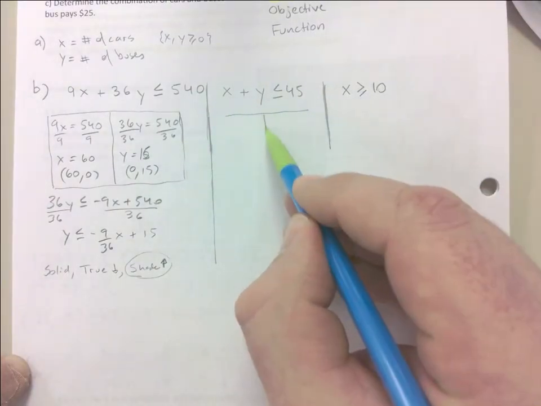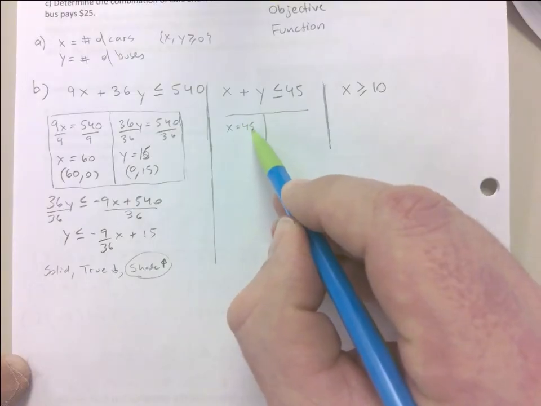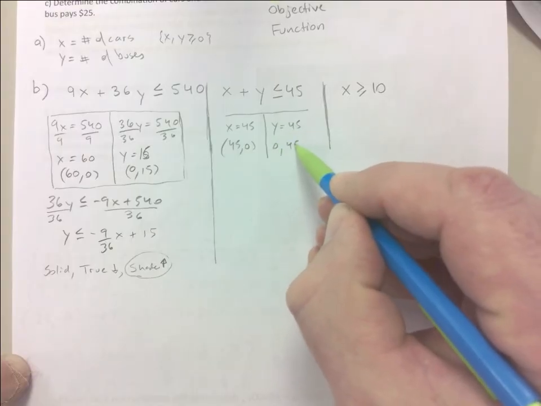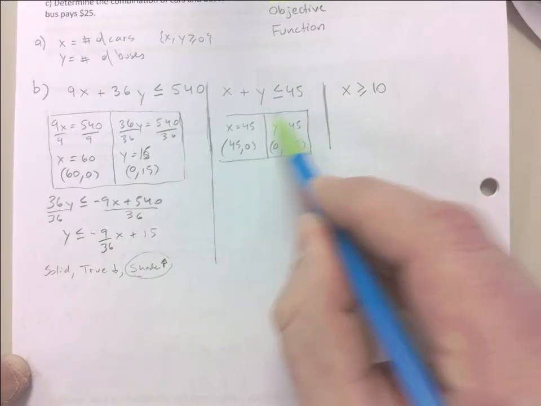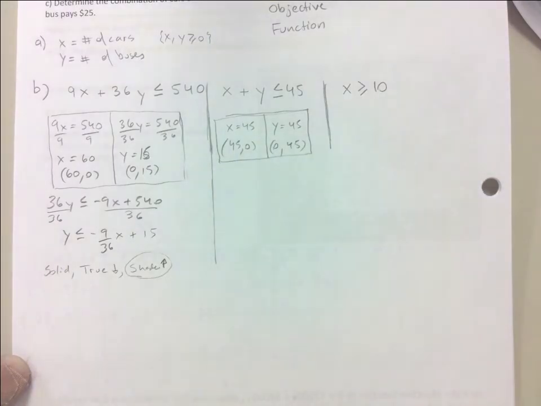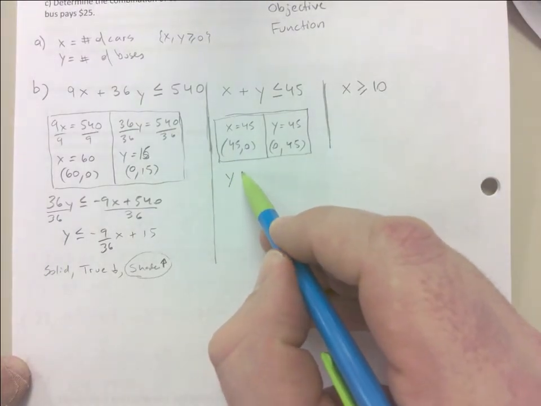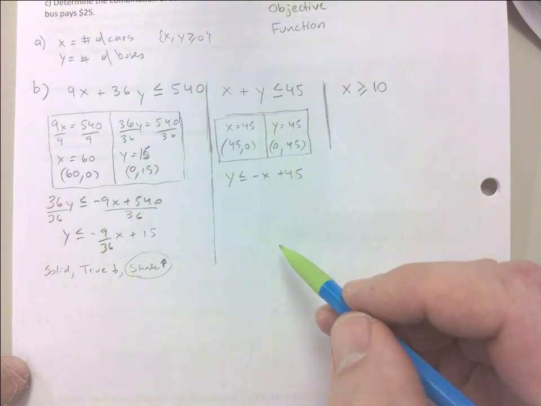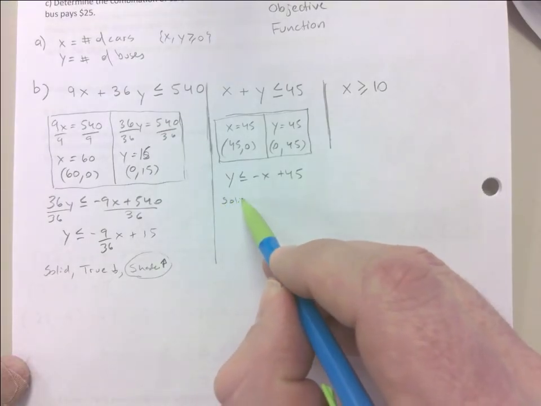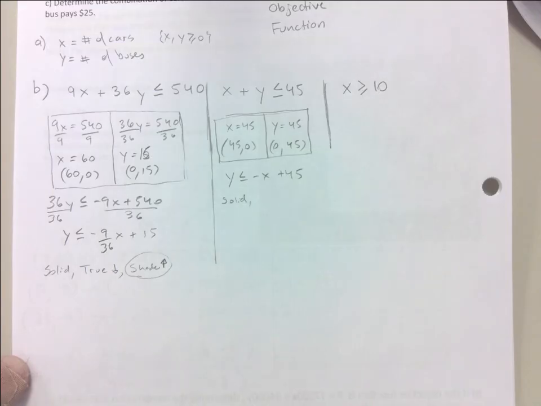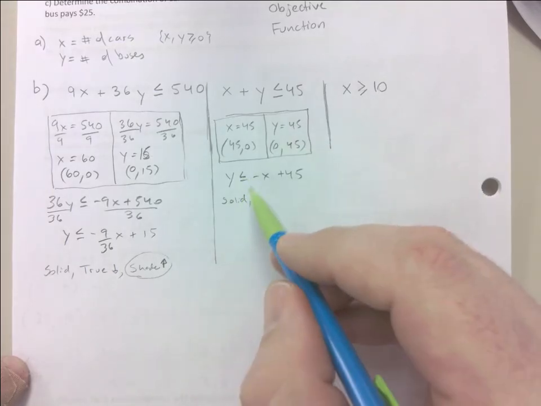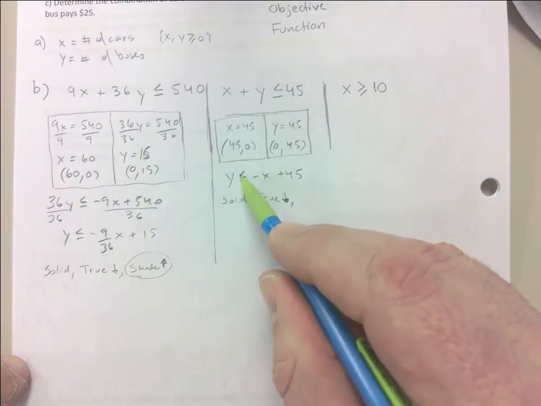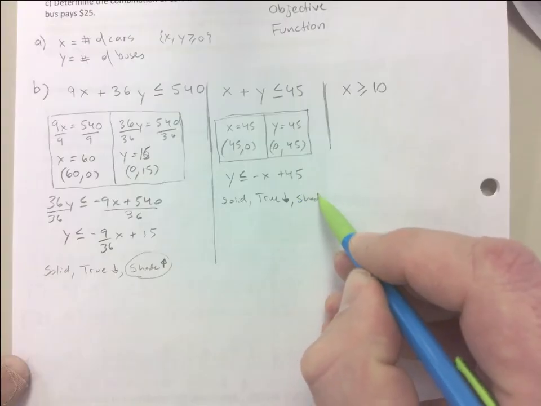Next one. This is just X is equal to 45, so 45, 0, and Y is equal to 45, so it's 0, 45. Rewriting it. Solid line. You probably realize that most questions, maybe you've come across one that hasn't been, but it's solid. The true region is below the line because it's less than, and we will shade above.